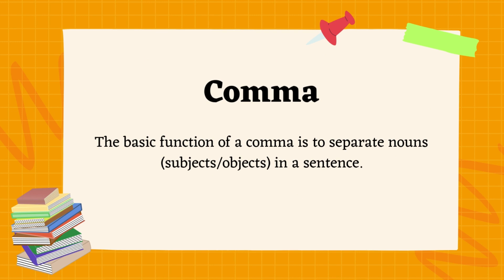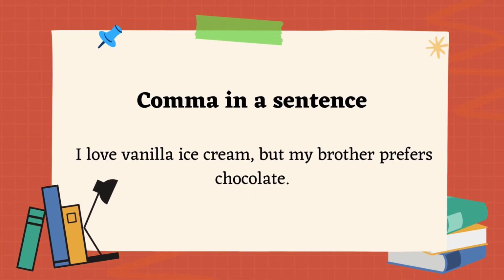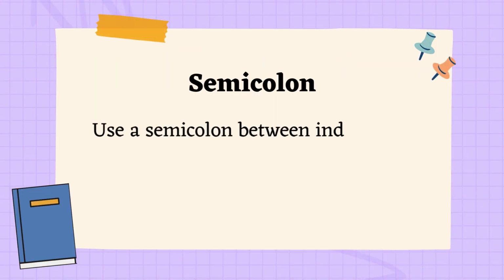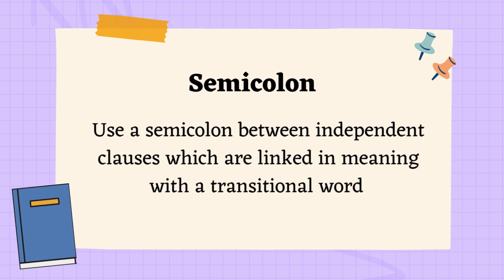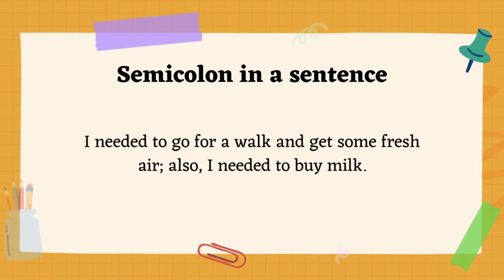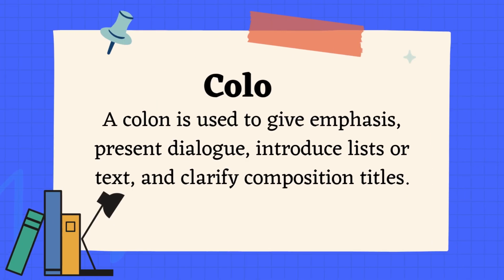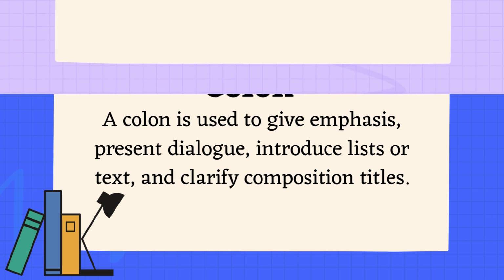The basic function of a comma is to separate nouns in a sentence. Use a semicolon between independent clauses, which are linked in meaning with a transitional word. A colon is used to give emphasis, present dialogue, introduce lists or text, and clarify composition titles.